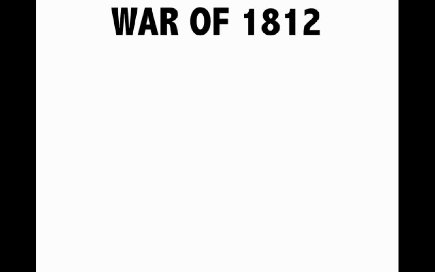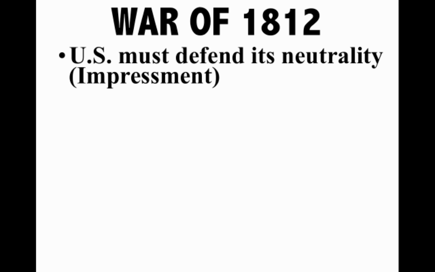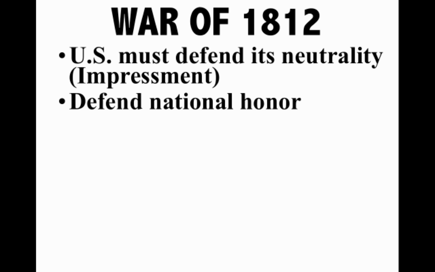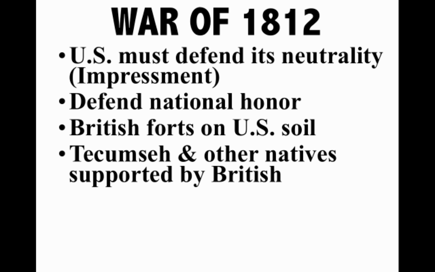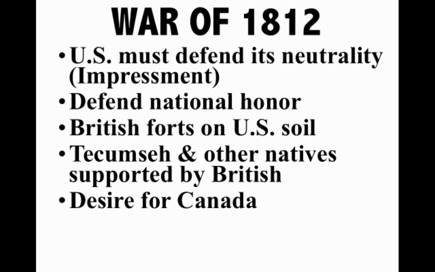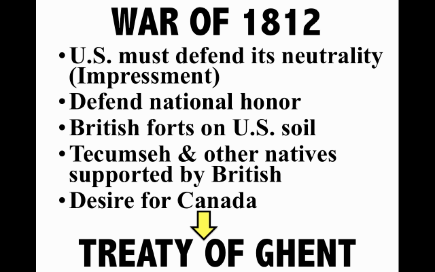And there's a lot of reasons why we have the War of 1812. We want to defend our neutrality from impressment. We want to defend our national honor. There's also those continued forts on U.S. soil. Tecumseh and his brother are being supplied by the British with guns, which are then being used against Americans on the frontier. And of course, some of those War Hawks like Henry Clay and John C. Calhoun are talking about, why don't we expand our territory and take Canada? And eventually we have the War of 1812 under James Madison, which leads eventually to the Treaty of Ghent, and all is settled once again between us and our former mother country.